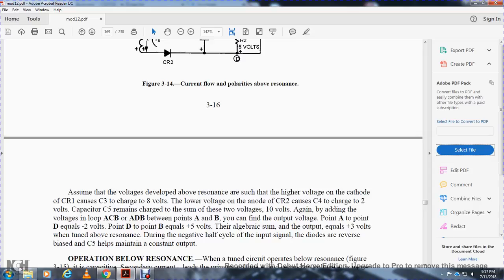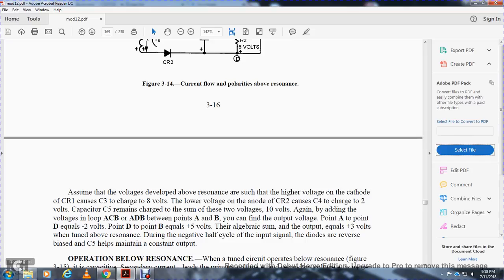Assuming the voltage developed above the resonance shift, the higher voltage at the cathode of diode 1 charges capacitor 3 to 8 volts, while the lower voltage at the anode of diode 2 charges capacitor 4 to 2 volts. The voltage of capacitor 5 remains steady at the sum of the two, 10 volts. Again, adding the voltages across points A and B, you can find the output voltage.